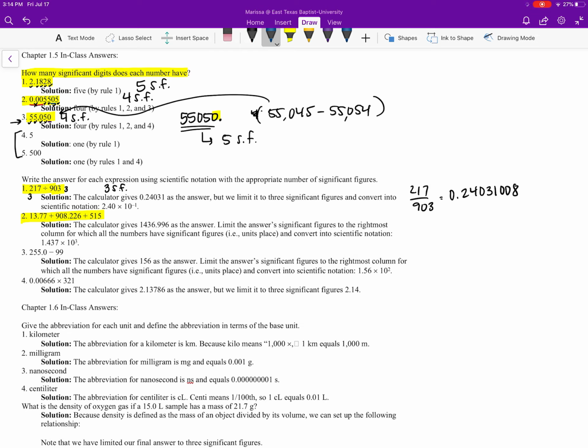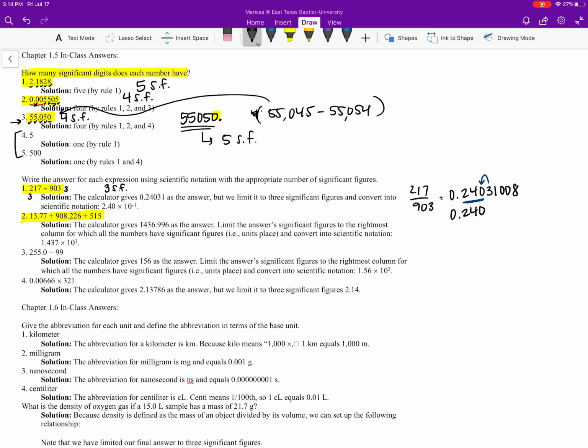Now, in order to report my final answer in 3 sig figs, I first need to remember that the 0 in front of the decimal place is not significant because it's leading. So I'm going to take these first 3 numbers, and then I'm going to look at the 4th number, which is a 3, and decide, does it round up or round down? In this case, we should know that 3s do not round up.